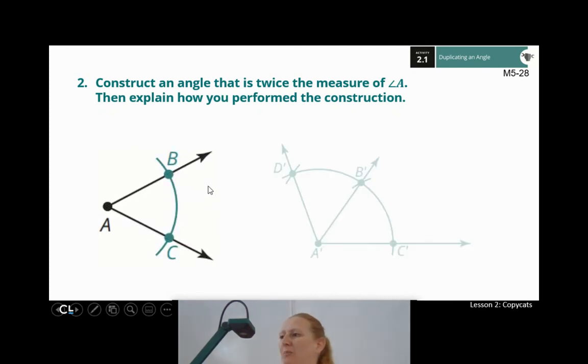So I did my measurements and then I did it boom, boom, twice to get all the way across, double that angle. Mine is a little more slanted. Theirs, they did it flat on the one side and then out. Either way is fine. It all works.